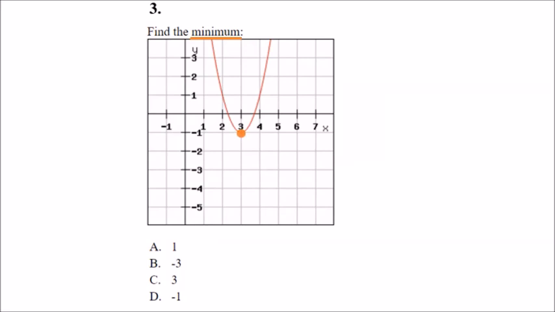But remember, to measure the minimum, we always measure to the wall like we're measuring height. So we're always going to use that y value for the minimum. So the minimum value for this graph is -1.